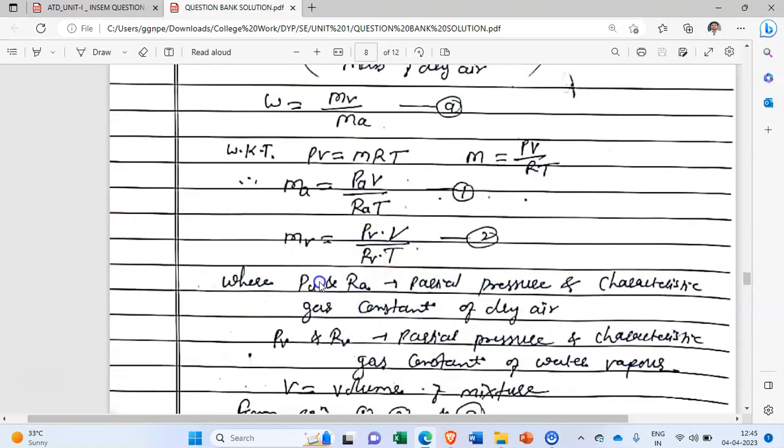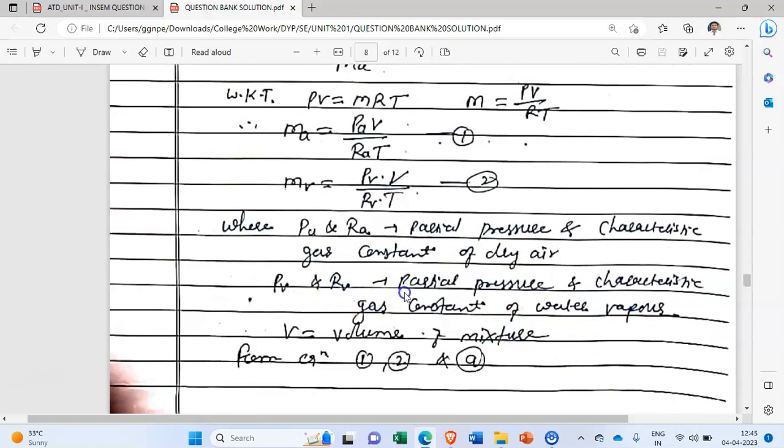So what are PA and RA in equation number 1? PA and RA are the partial pressure and characteristic gas constant of the dry air, right? And what are PV and RV? These are the partial pressure and characteristic gas constant of the water vapor. Okay. And what is V? V is the volume of the mixture, that will remain the same.